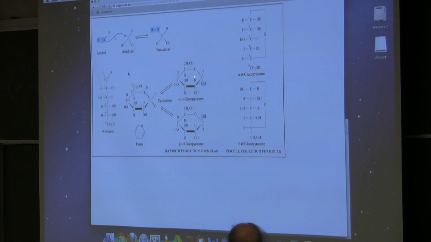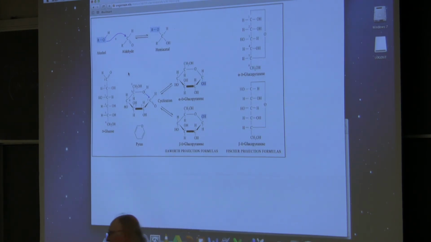Now let's count the carbons here. Carbon number 1, carbon number 2, 3, 4, 5, and notice that number 6 is not in the ring. It's above the ring. Whenever you see or think about a ring structure, I always want you to count the carbons. It will always keep you out of trouble. Count the carbons. Number them. 1, 2, 3, 4, 5, 6.